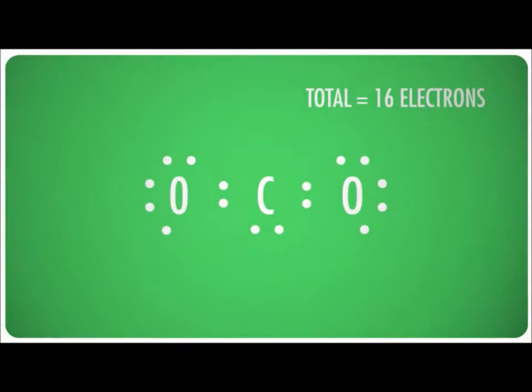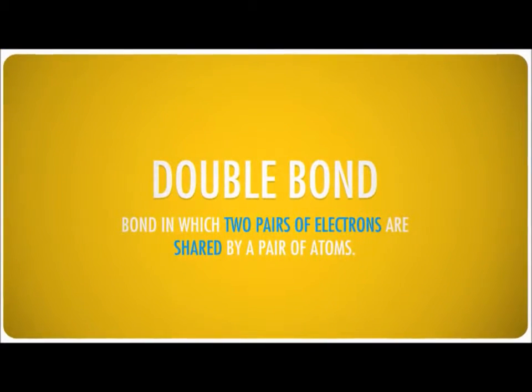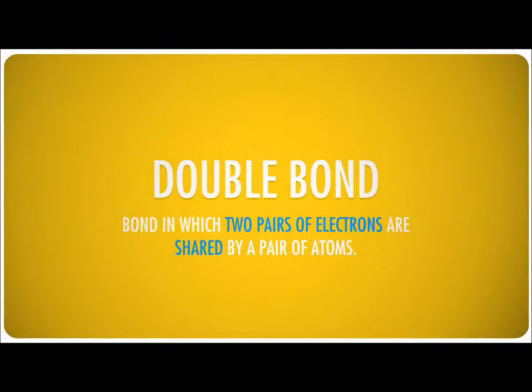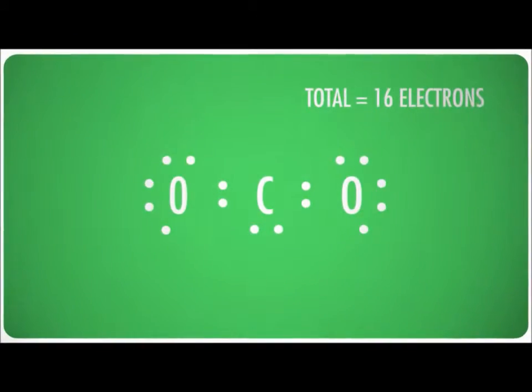When there aren't enough electrons to fill all the octets with normal sharing, atoms have to share more of them. In this case, they form a double bond by putting 2 pairs of electrons, for a total of 4, between each pair of atoms. All 4 bonding electrons count toward both atoms' octets, so we need fewer lone pairs to fill all the octets. The double bonds allow us to use only 16 electrons.